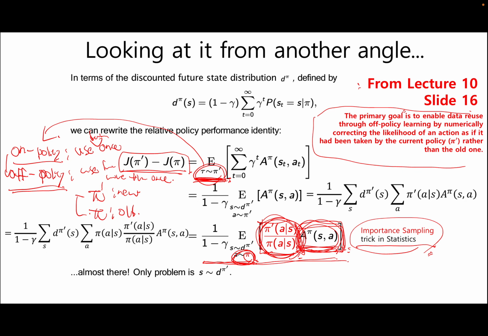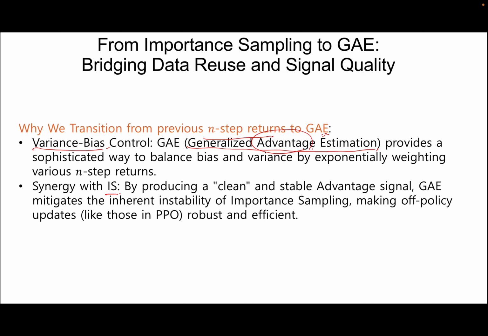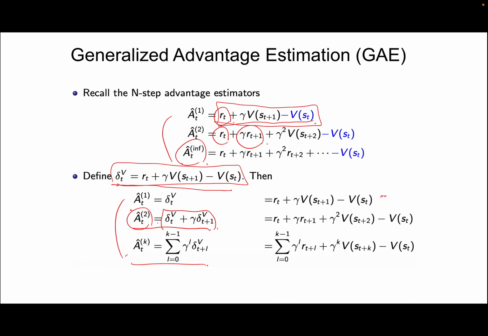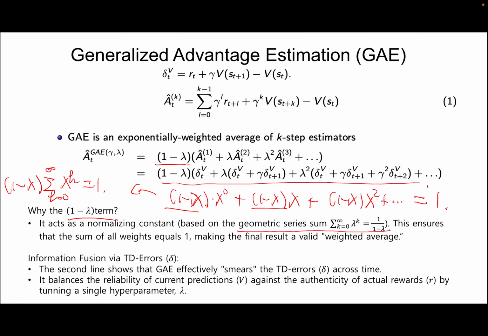But the n-step estimator is good, but GAE considers all these n-step estimators, exponentially weighting all of them. That is the motivation of GAE: to make the advantage more reliable, stable and accurate, right? That is the motivation of GAE.